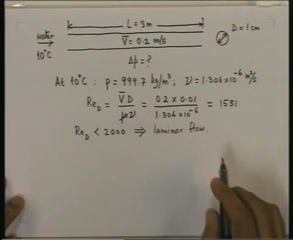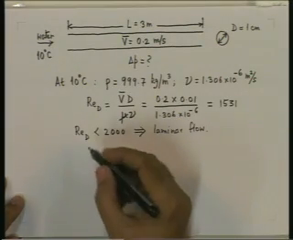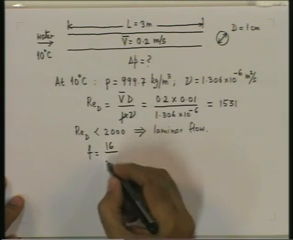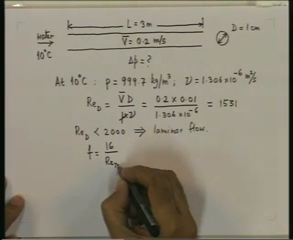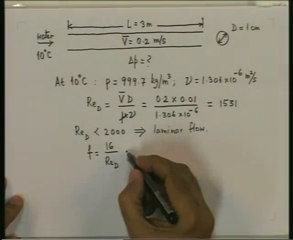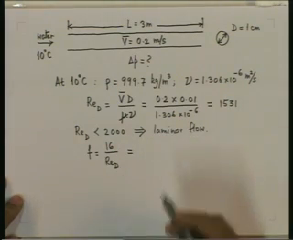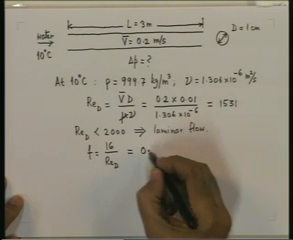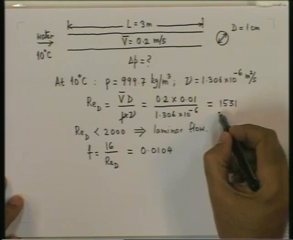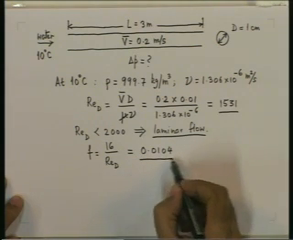Now since the flow is laminar and since we have assumed fully developed flow, we can use this simple relation f equals 16 by Re_d to determine the friction factor. Substitution of Re_d equal to 1531 gives us a friction factor which is 0.0104. So first we have determined the Reynolds number, then we have determined that the flow is laminar, then we have determined the friction factor.